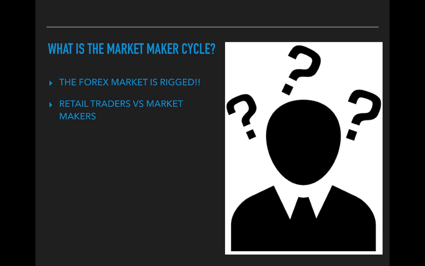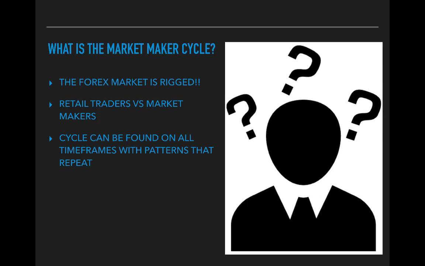There are two main groups of traders in the market. There are the retail traders, which is 90% of the people, people like us, and then there are the market makers. These are the dealers, the brokers, the hedge funds, the big banks. These are the guys you're trading with, and these are the guys trying to take your money.